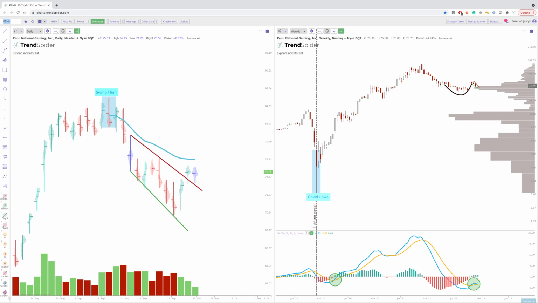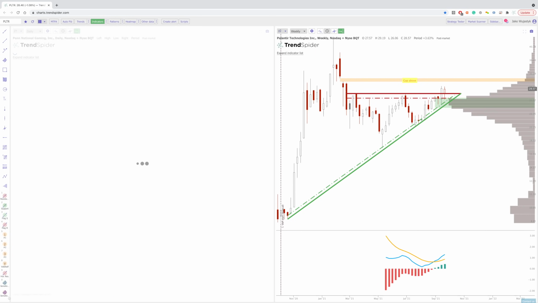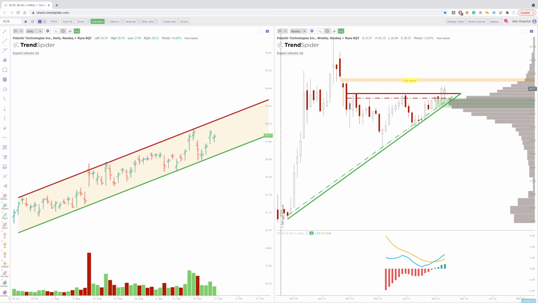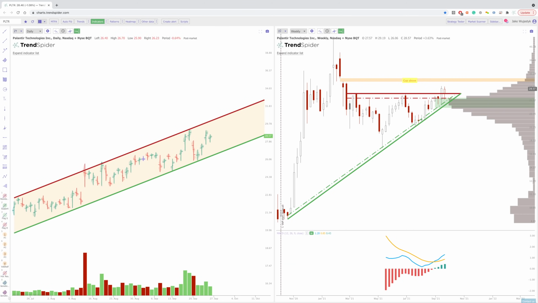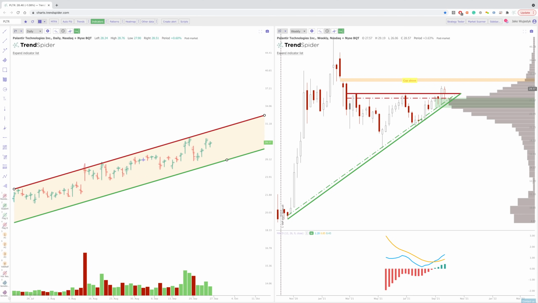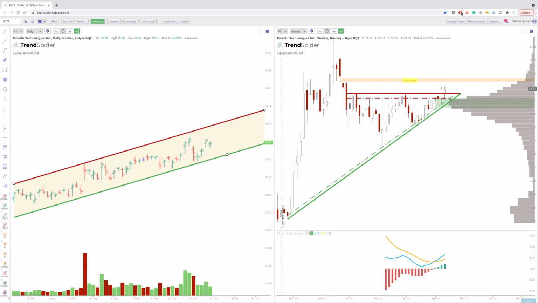Now, next one, PLTR. You'll see here that I'm just using the actual channel drawing tool the right way here, where we're actually highlighting this channel here. So we're still pretty much stuck in the channel. We could even make this a little bigger here to capture some of that price action too.